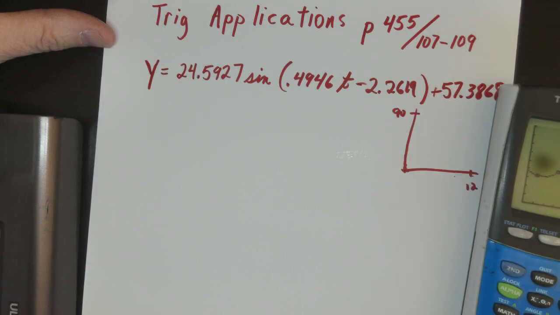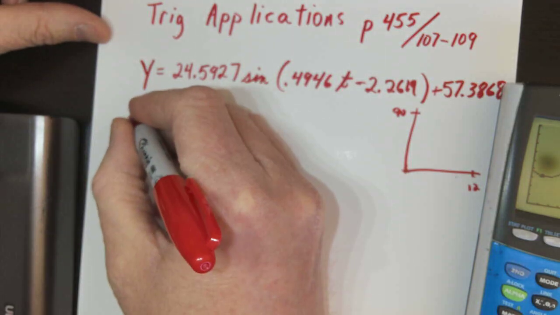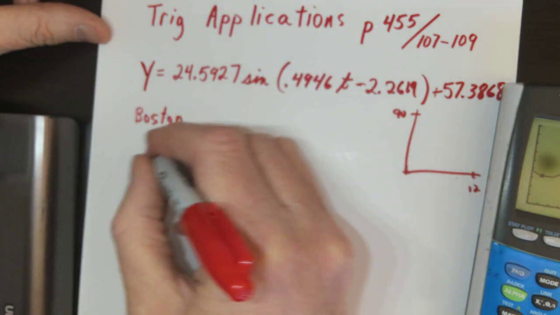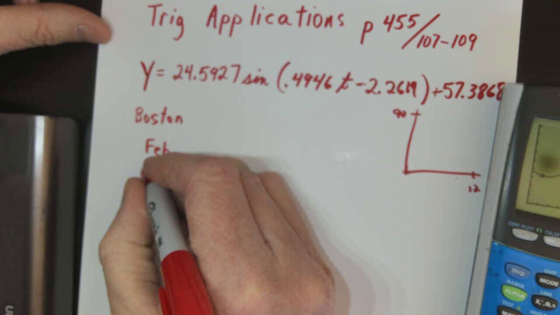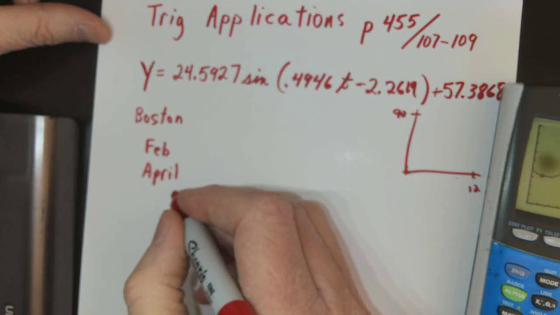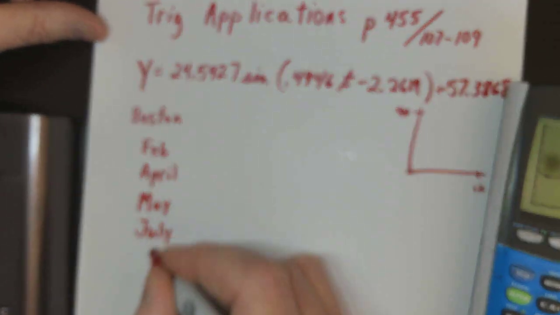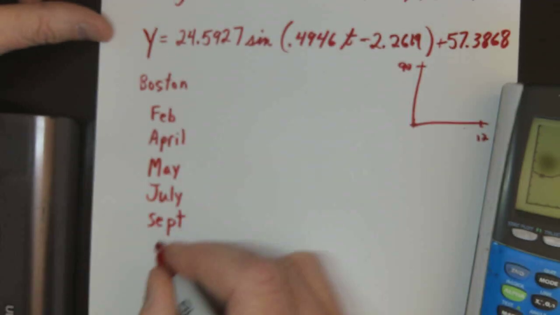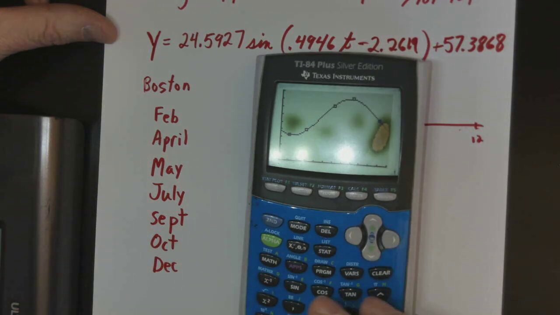So we've got our model, and you can plug these in, but they want, well, for Boston, they want February, April, May, July, September, October, December. Okay, so they want all these months.